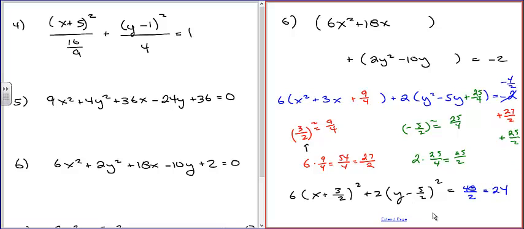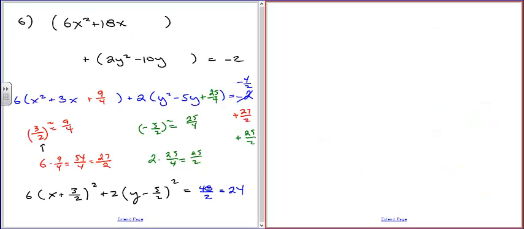Just want to make sure I'm doing this right before we move on here. Okay, so let's do this here. -2 plus 27 halves plus 25 halves is 24. Okay, so I did do that right. So let me just write that up.